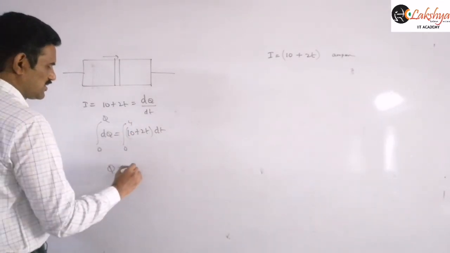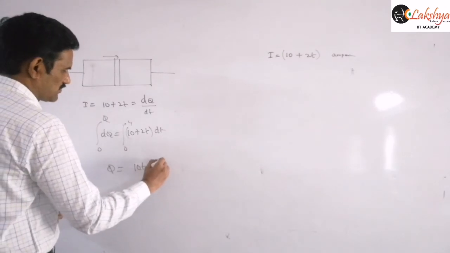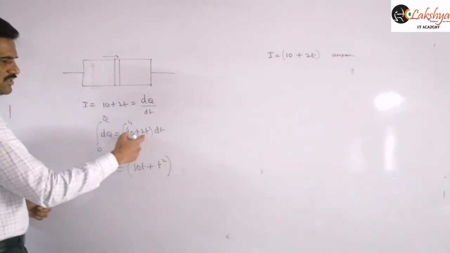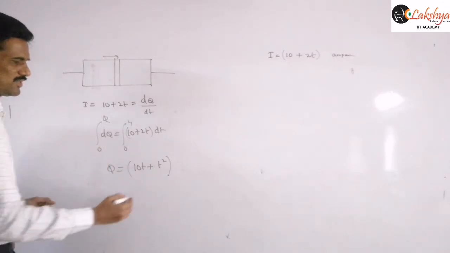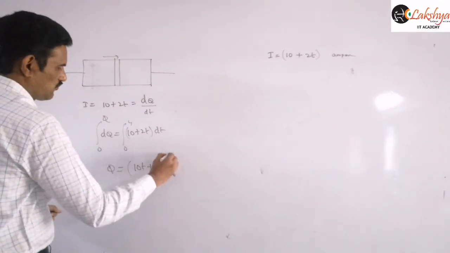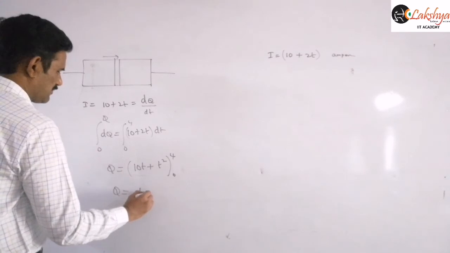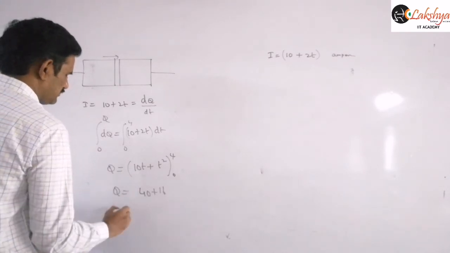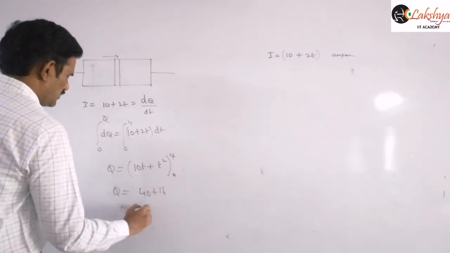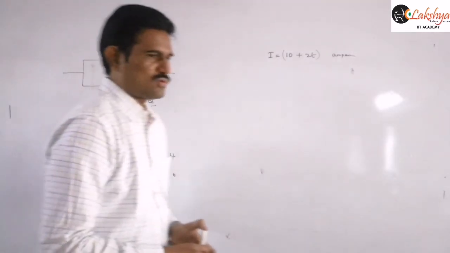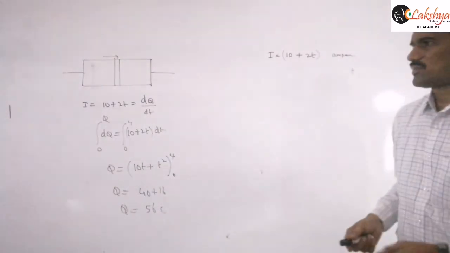Therefore q is equal to 10t plus t square. Integration, directly I am writing 10t and t square. For 2t it is t square by 2, then the 2 will be cancelled, from 0 to 4. And so therefore it is 40 plus 16. So it is 56 coulombs, right? So 56 coulombs of charge is flowing through the given cross section there.